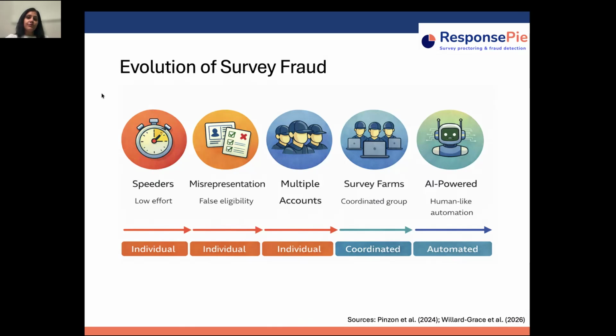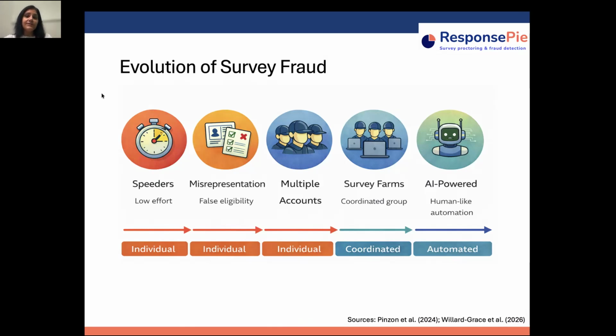There are a few things to note on this slide. One, survey fraud is not just one thing. There are a variety of different types of fraud. And two, fraud has evolved over the years. I've been using online surveys for over a decade now. And when I first started, fraud existed back then as well. However, fraud looked very different from what it looks like today.